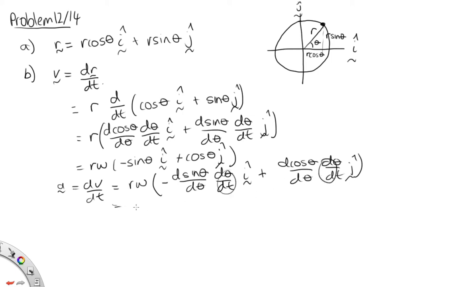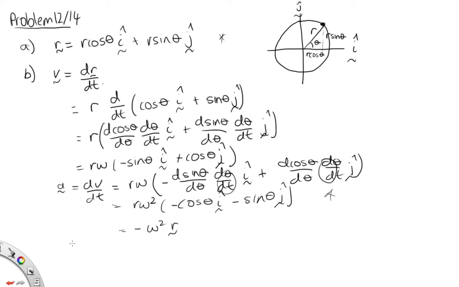So we've got r omega squared. Now d sine theta d theta, this is minus cos theta in the i direction, and this becomes minus sine theta in the j direction. So comparing this and this, we can actually write that this is equal to minus omega squared r.